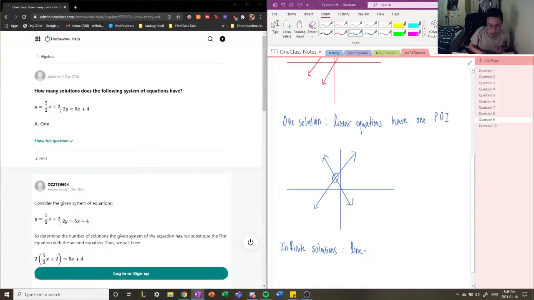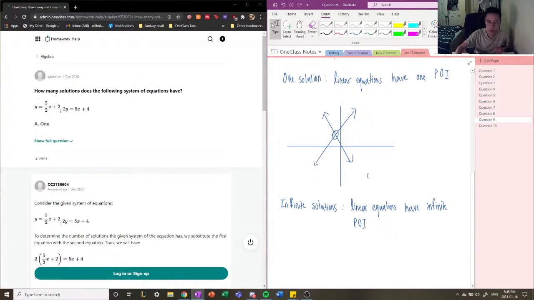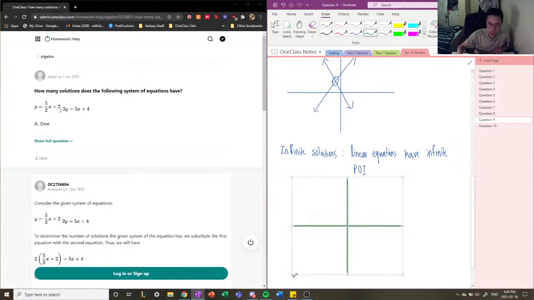Now, if there are infinite solutions, the linear equations have infinite points of intersection. Oh, this was supposed to be in green. Whoops. So what does it look like graphically? If the linear equations have infinite solutions, that means they are the same line, basically. So there's only one line, and they intersect infinitely because it is the same line.